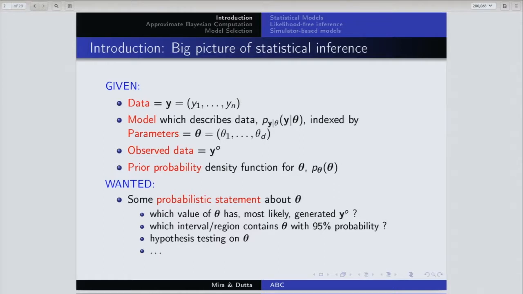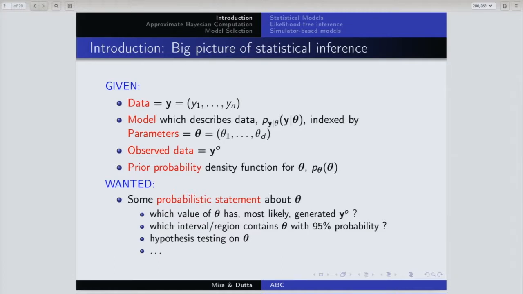This is an introduction to statistical inference, just to have everybody on the same speed, because maybe not everybody has a background in statistics. So in statistics, we start with some data, which we will label Y, and N is the sample size. And then typically, we come up with a model to describe the data, and the model is indexed by some parameter theta. So theta will be the parameter vector, and we will let D be the dimension of the parameters.